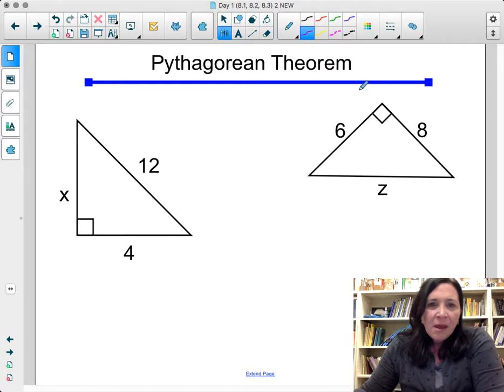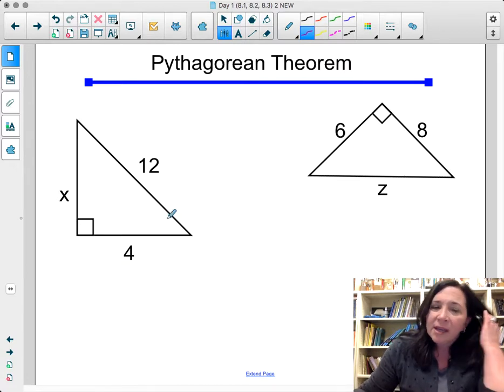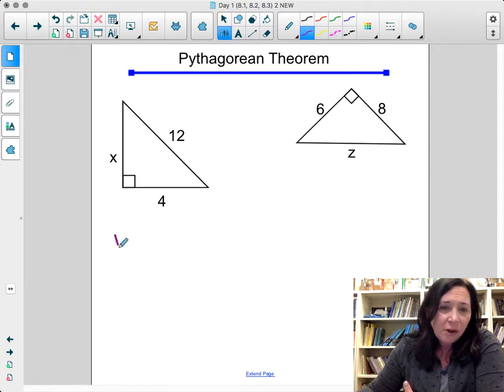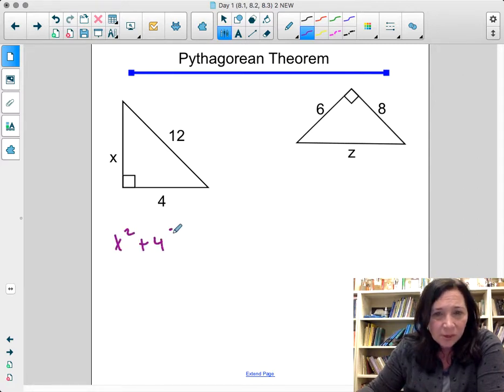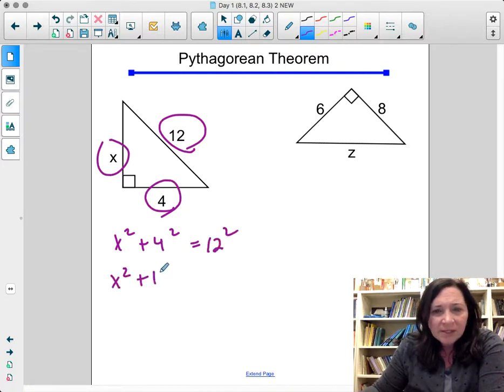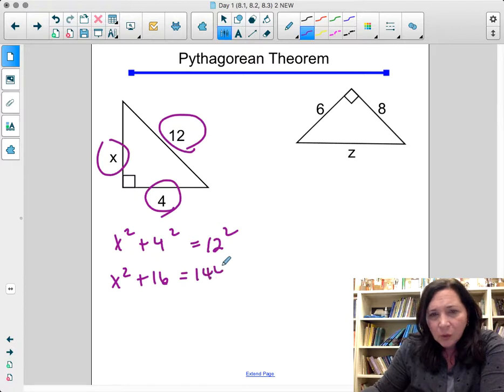All right, so what we have here is using the Pythagorean theorem. I want you to use the Pythagorean theorem. So you would go x squared plus 4 squared is equal to 12 squared, side squared plus side squared equals hypotenuse squared. So x squared plus 16 is equal to 144. You're going to subtract 16.